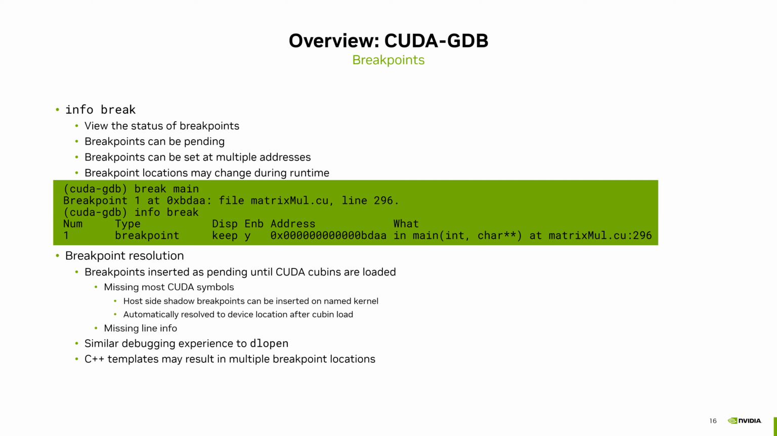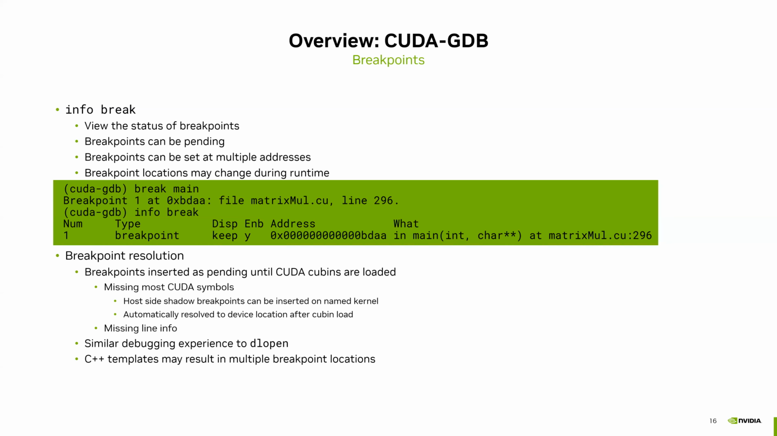Breakpoint resolution. When you set breakpoints in CUDA code, sometimes they can be inserted as pending until the cubin has been loaded. Before we've loaded a cubin, we're missing most CUDA symbols. So if there are any function calls, we won't have a symbol for them. If you do have a kernel launch that takes place from the host, we will have a shadow breakpoint. You can insert a breakpoint on a symbol name that corresponds to a kernel launch, but we're going to insert it on the CPU side, and this will be inserted as pending. Once the cubin is loaded, the address will be automatically resolved to the device location.